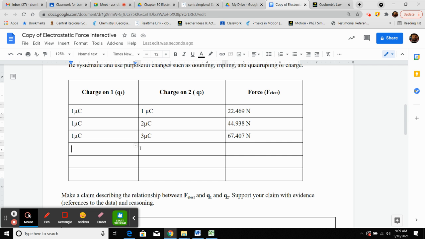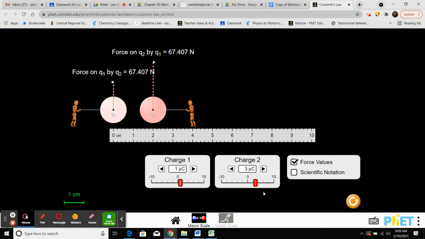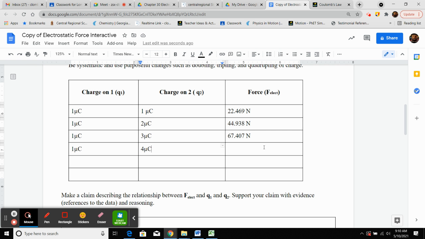All right, let's do another one. Let's quadruple it. By quadrupling it, one of them would be 4 times the original value, so we have 4 microcoulombs. If I go back into the simulation and increase this to 4, now I have 89.876 newtons.